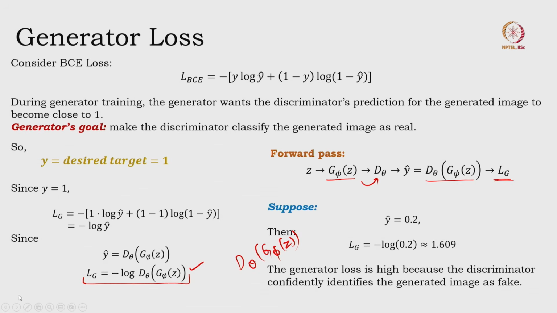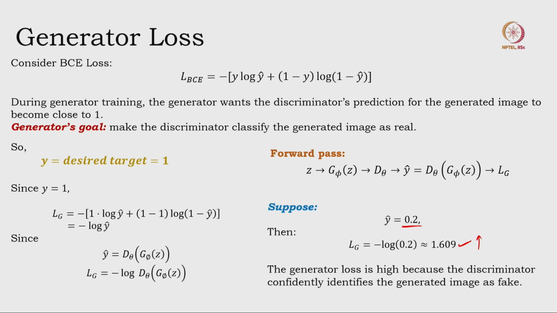Now, let us take one example. Suppose the model has predicted y hat as 0.2. The ultimate aim is that it should be closer to 1, but the model has predicted 0.2. So, substitute the value in this, minus log 0.2. Is it not the loss is too high? When the generator loss is high, what is the meaning? Two meanings. The discriminator is very successful in saying that it is a fake image, which means the generator has not generated a realistic image. Is it not these two pieces of information are getting conveyed?